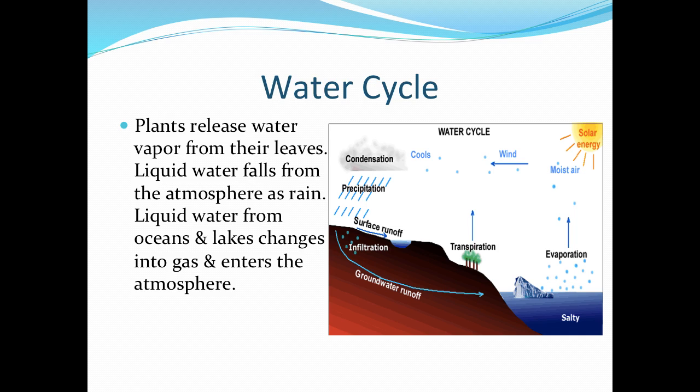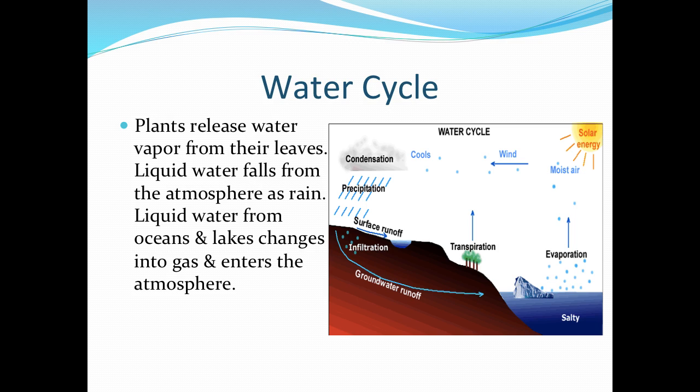As that water vapor rises up into the atmosphere, it cools and condenses. Whenever it cools and condenses, it forms what? If you said clouds, you are correct. It forms clouds. And once those clouds hold as much water vapor as they possibly can, then it begins to precipitate.